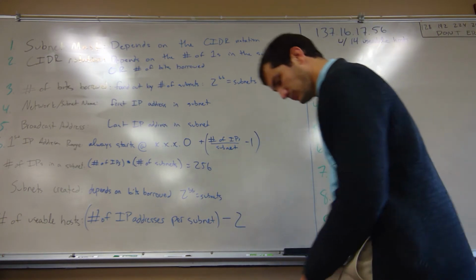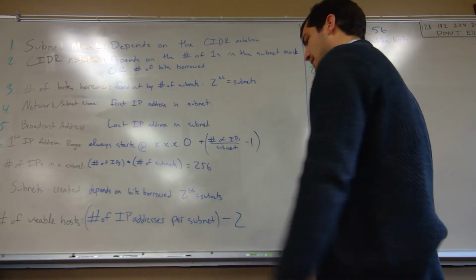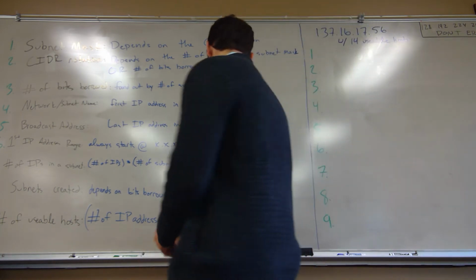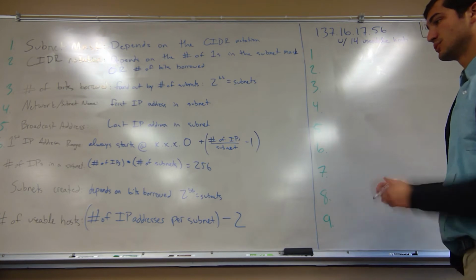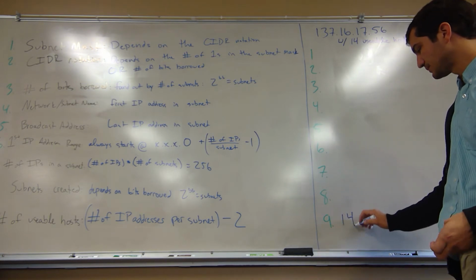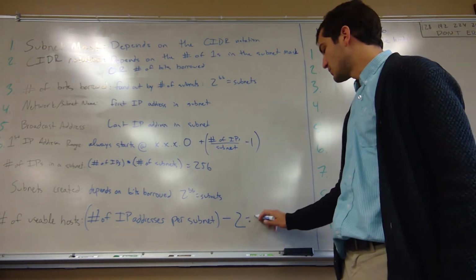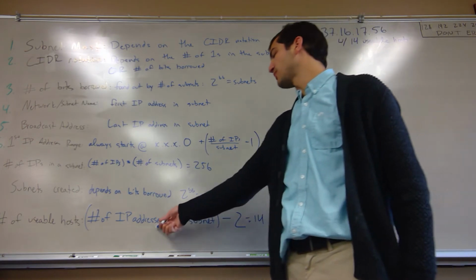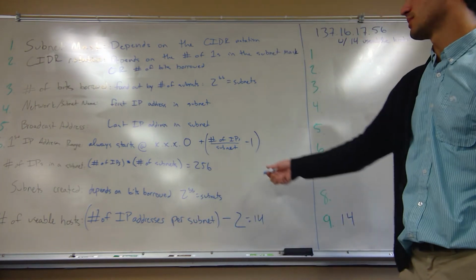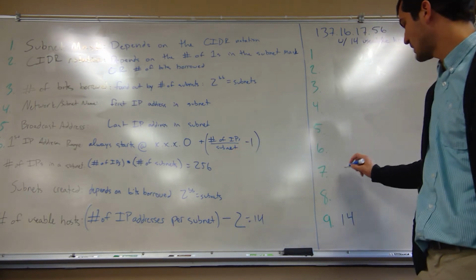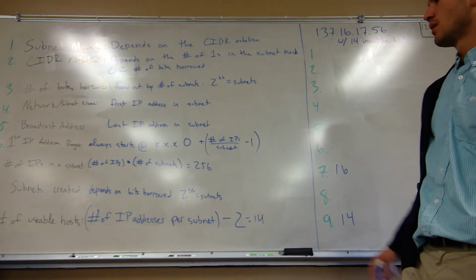So we already know, I can use a red marker. We'll use brown. Why not red? So number of usable hosts is 14. If this equals 14, we know that the number of IP addresses per subnet is going to be what? 16. Number of IPs in the subnet is up here, so 16.